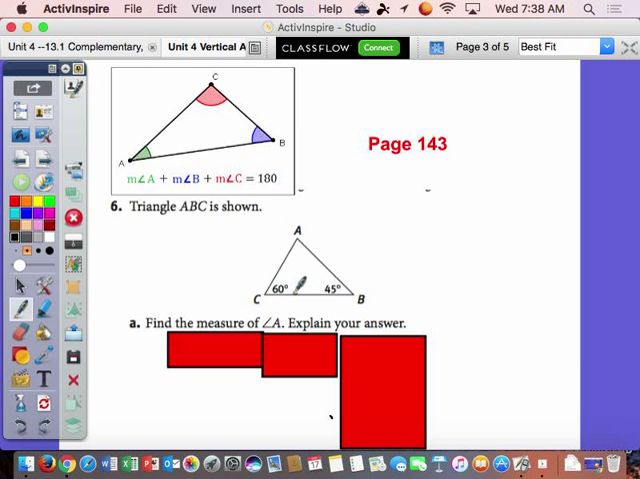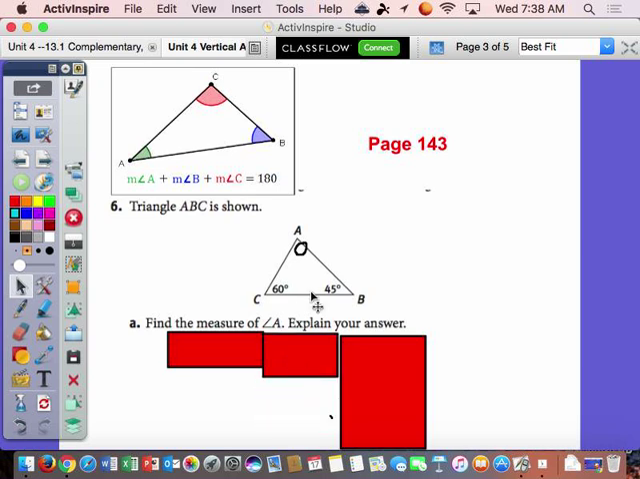So, if C is 60 degrees and B is 45 degrees, how in the heck are we going to find this missing angle right here? How many degrees are in a triangle? 180. Tells us this right here if you don't remember.